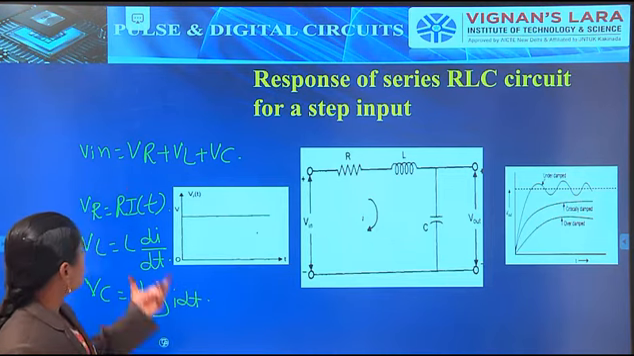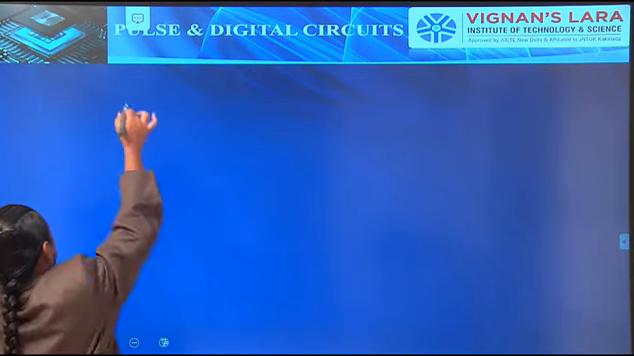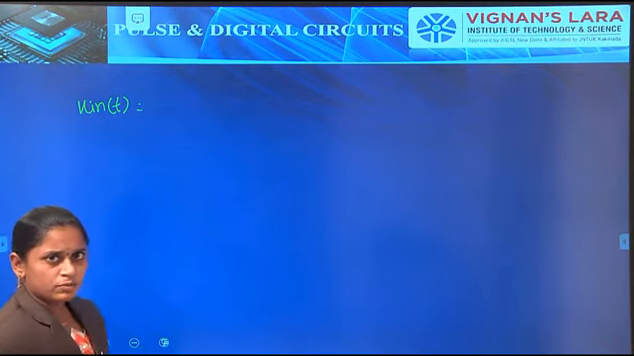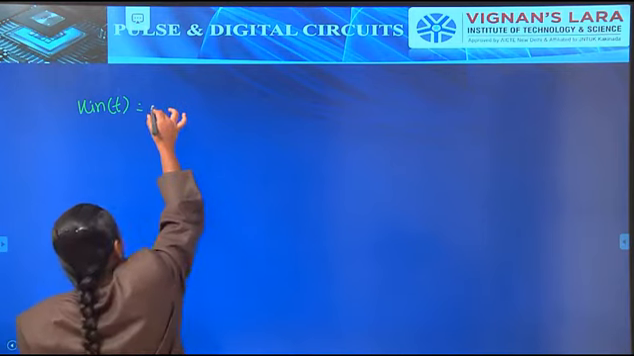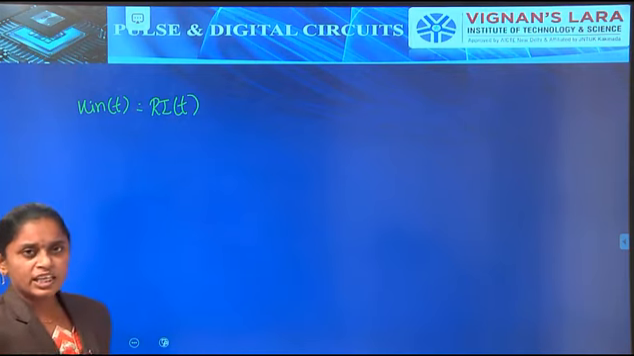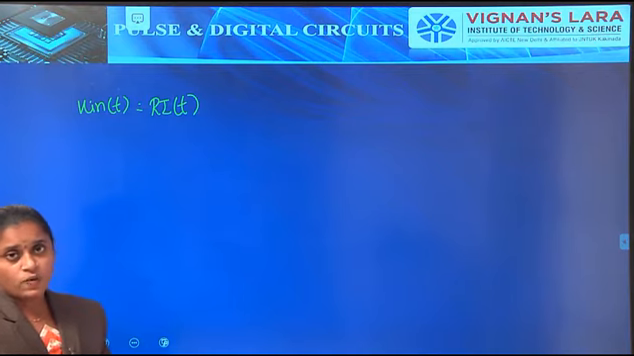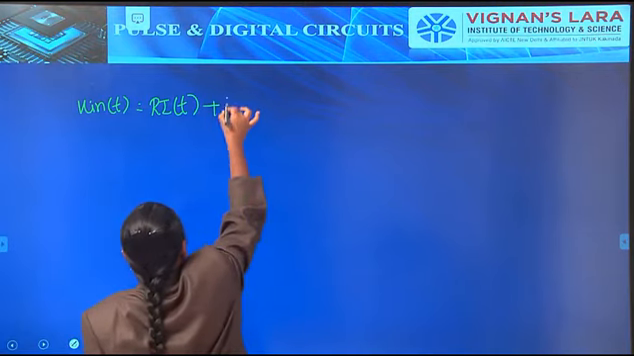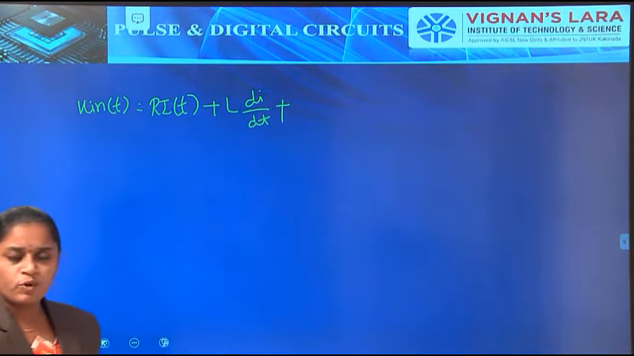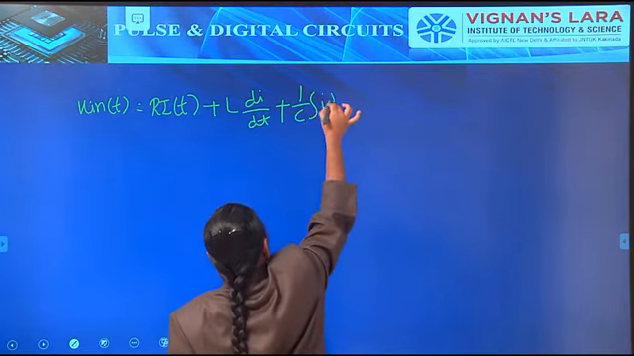Substituting these values in KVL, the equation will be V of t equals R into I of t, which is the drop across the resistor, plus L into di by dt, the voltage drop across the inductor, plus the voltage drop across the capacitor, which we write as 1 by C integral I dt.